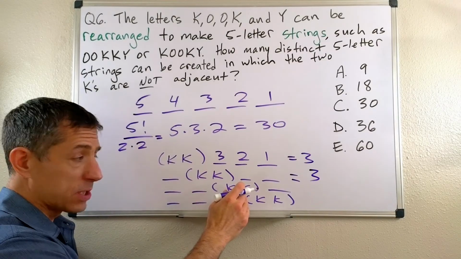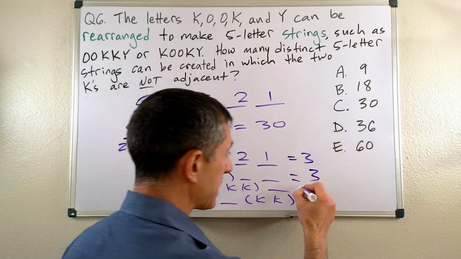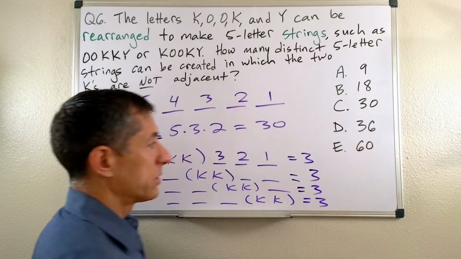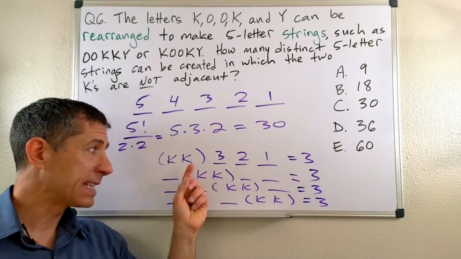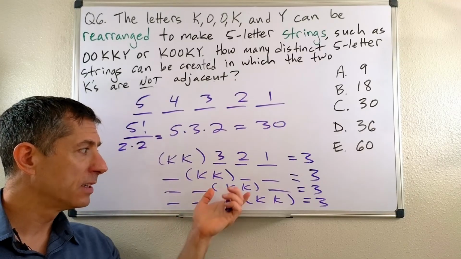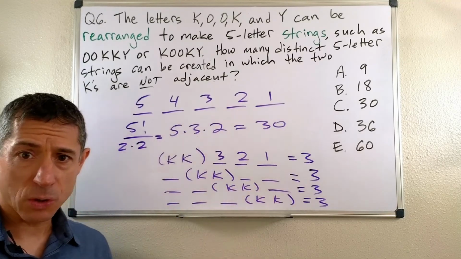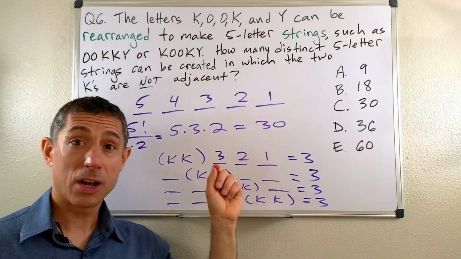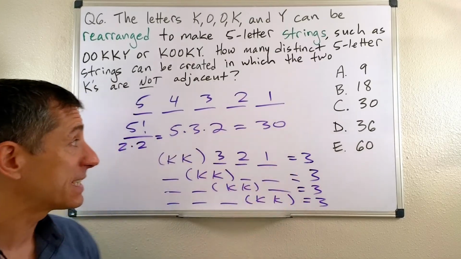And for each of those 4 spots, we're going to have 3 different ways to arrange the rest of it. So that gives us 3 scenarios with the K's at the beginning, 3 scenarios with the K's after a different letter there, 3 here, 3 here. That's going to give us a total of 12. That's 12 different strings we could create where the K's are adjacent.